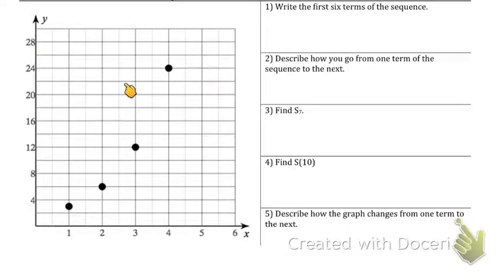Is we are given a graph and we want to find the first 6 terms of the sequence. Then we're going to ask question number 2. We're going to describe the sequence. Then we're going to find this funky S with the little 7. Then we're going to find S with parentheses 10. And then we're going to describe how the graph changes, okay?